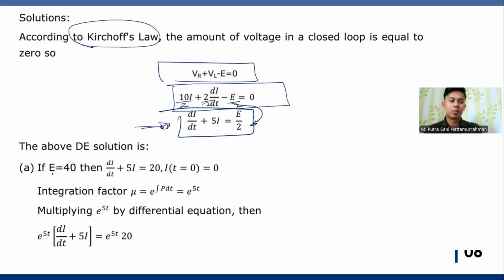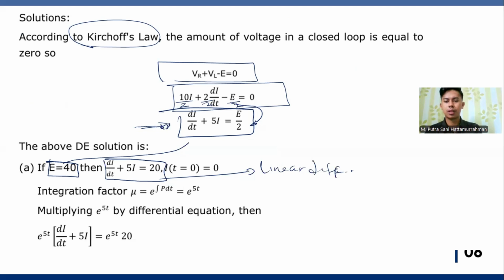We have a case of the voltage source: E equal to 40. We can substitute E equal to 40 into the linear differential equation, and we have di by dt plus 5i equal to 20. That is the linear differential equation form. The initial condition is i(0) equal to 0.